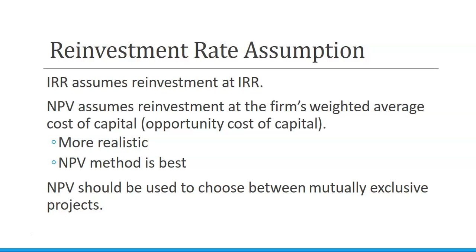We also have the reinvestment rate assumption. The internal rate of return calculation assumes that we can reinvest all cash flows and earn that same exact internal rate of return. The net present value assumes reinvestment at the firm's weighted average cost of capital or opportunity cost of capital, which is more realistic. So the net present value method is best. If we're choosing between mutually exclusive projects, we should give favor to the net present value method over all other decision methods.